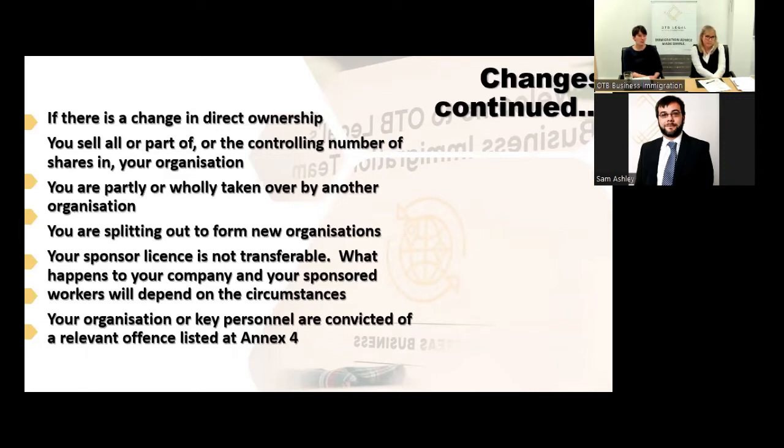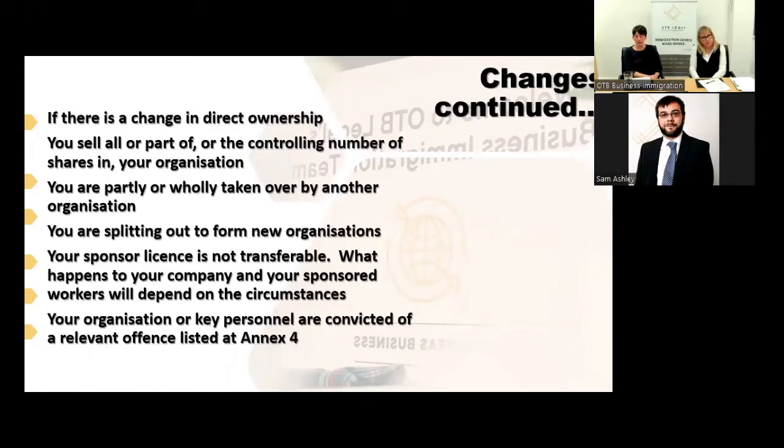The third thing to be aware of is that in some of these circumstances where there's a change of ownership, the Home Office will actually require a new sponsor licence application to be submitted. They will often do that if there's a change in the direct ownership of a sponsor. They tend to be less concerned if there's a change in ownership that's higher up the chain in the corporate structure. But very often a change in direct owner will require a new sponsor license application to be submitted.